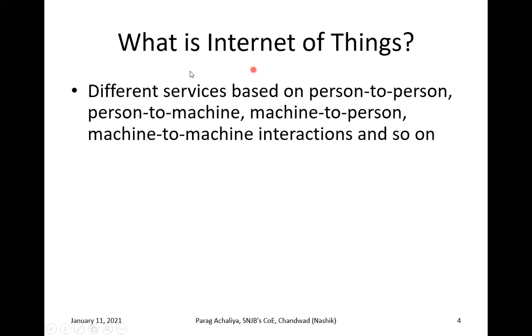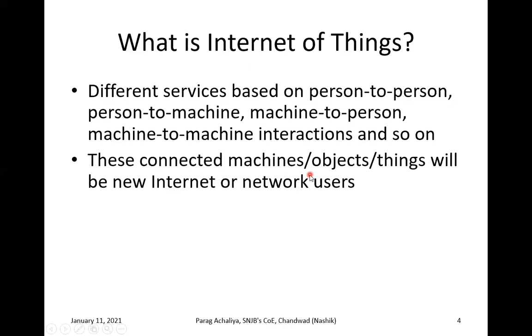In IoT, there are different services based on person to machine, machine to person, machine to machine interaction, and so on. Just consider there are two main entities: number one is machine and number two is person. If you have two entities, the possibilities of communication will be 2 raised to 2, that means 4. How will it be 4? Either person to person, person to machine, machine to person, or machine to machine interaction will take place in IoT.